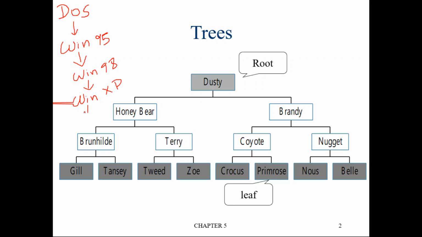The journey continues. Then in 2007 they introduced Windows 7, right? In 2010 they introduced Windows 10, right? This is also hierarchical data.